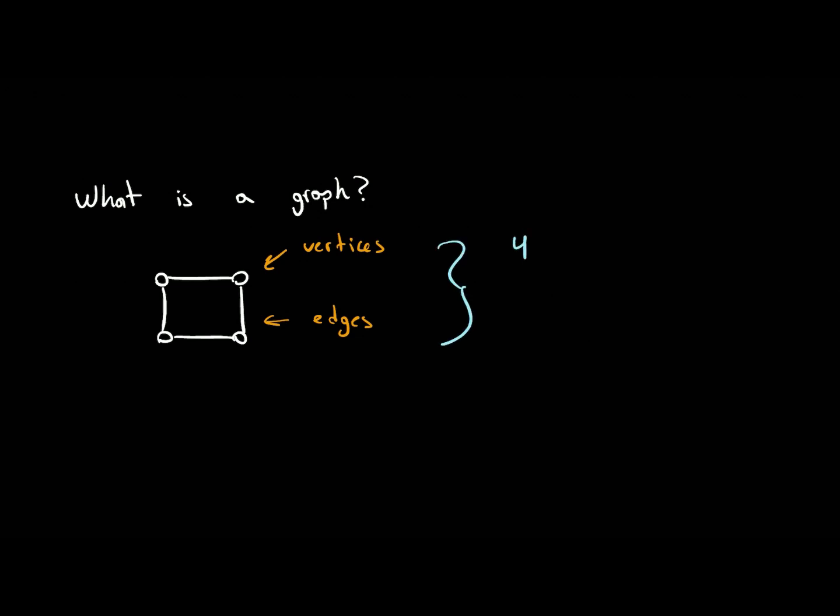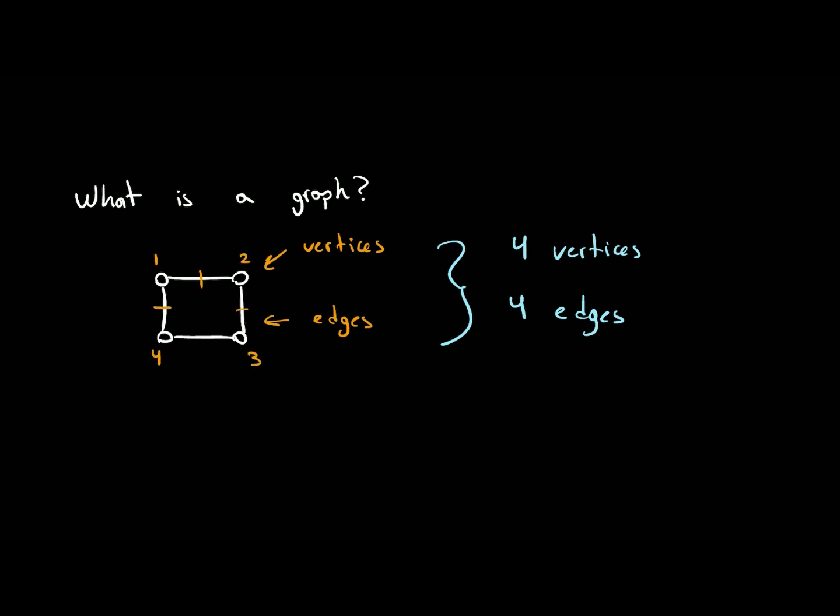So, what is a graph? One way to represent a graph is through circles connected by lines. We call these circles vertices. And the lines connecting these circles, we call them edges. This graph in particular has 4 vertices and 4 edges. As you can see, 1, 2, 3, 4.